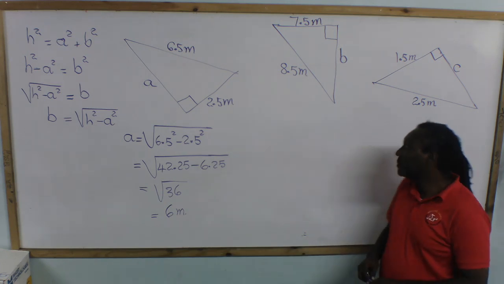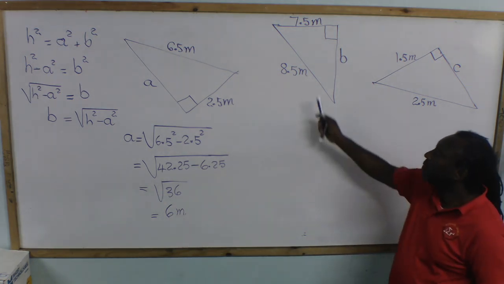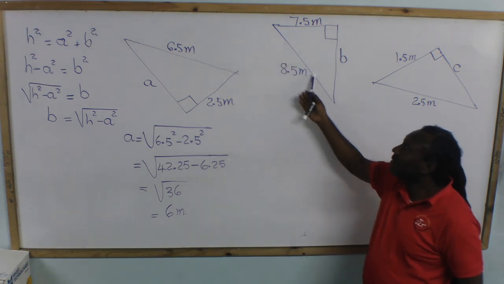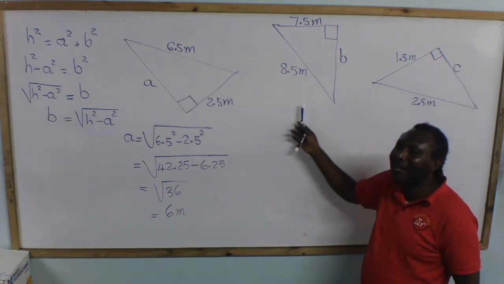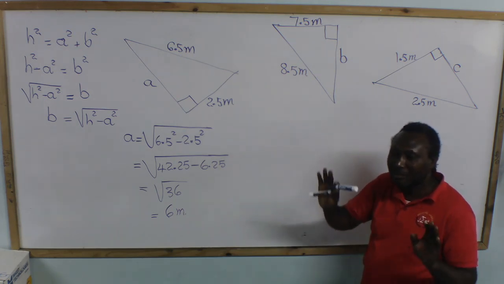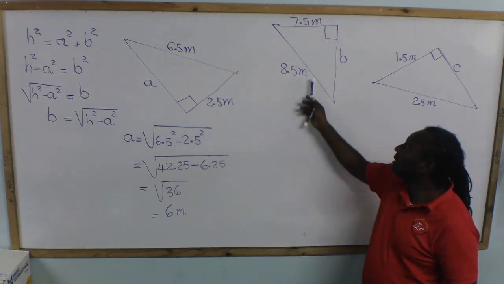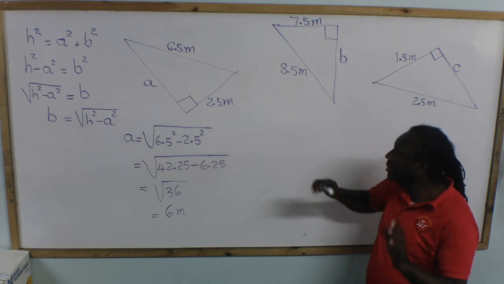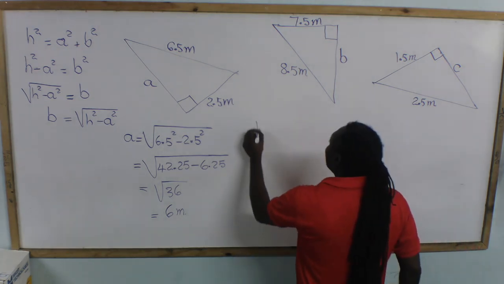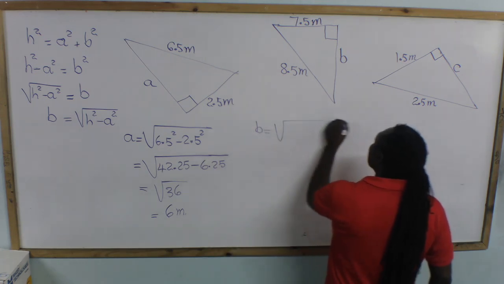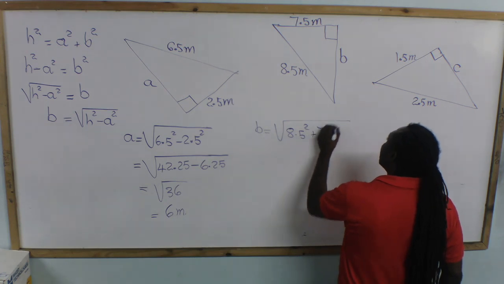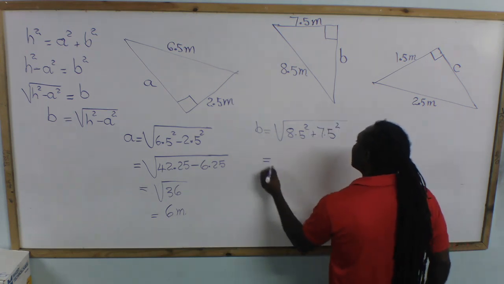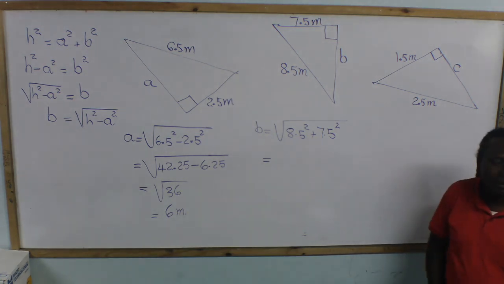Take a look at this now. What do you know about this side of a right angle triangle? The longest side. This is the longest side of a right angle triangle. So if you do this, b is equal to the square root of 8.5 squared plus 7.5 squared. Somebody please do this very quickly and tell me what you got.